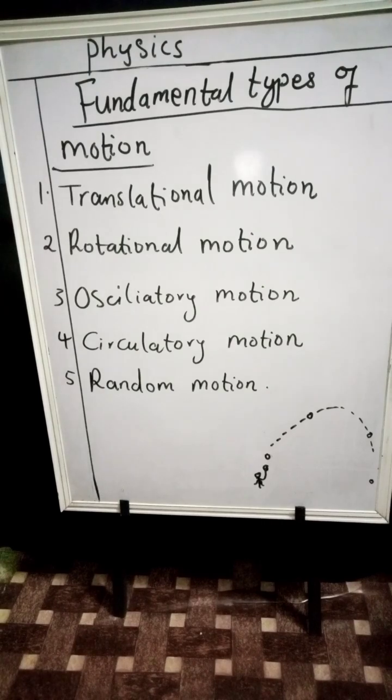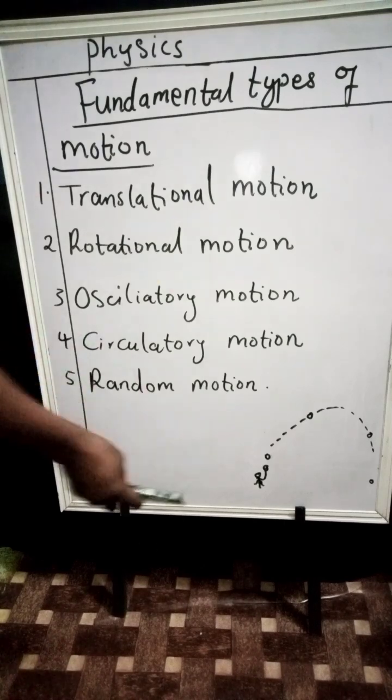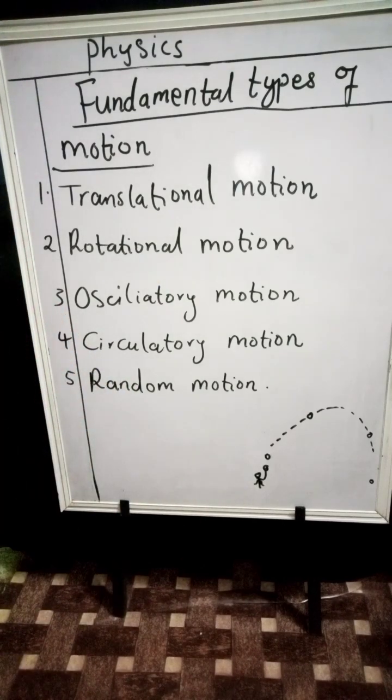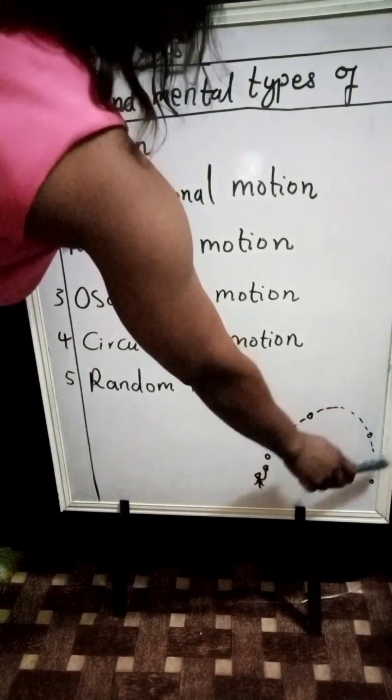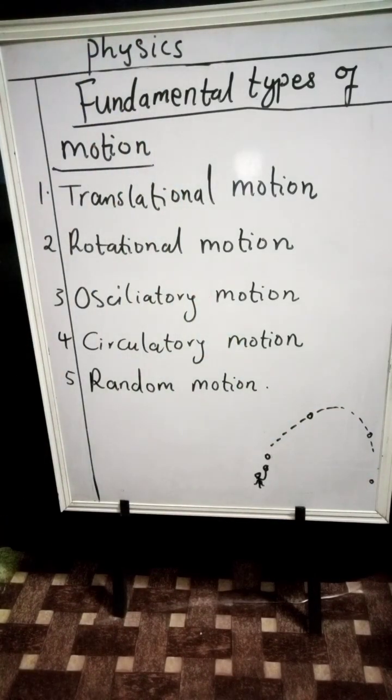An example of curvilinear motion is a stone projected upward. Like this boy here threw up a stone, and the stone traced a curved path in its motion. That is an example of curvilinear motion.